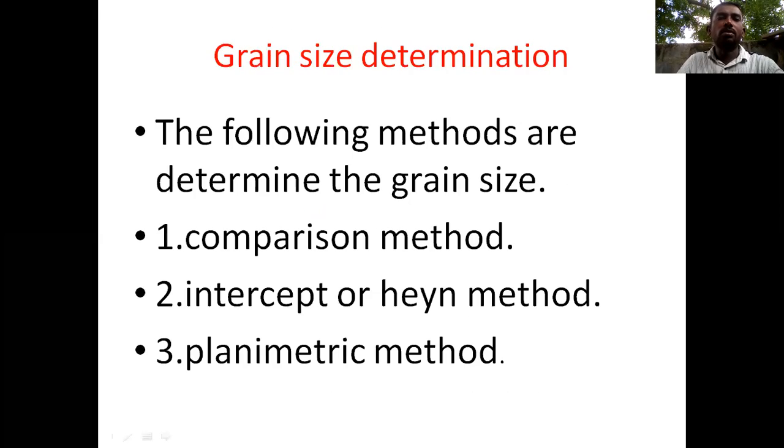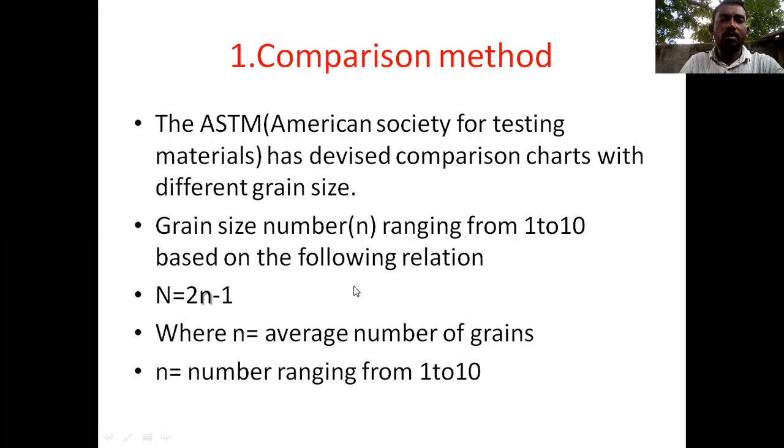Next topic is grain size determination. In yesterday's class we discussed what grain size and grain boundary are. Today, grain size determination. The following methods are used for grain size determination. First is the comparison method, second is the intercept method, and third is the planimetric method. First, the comparison method.